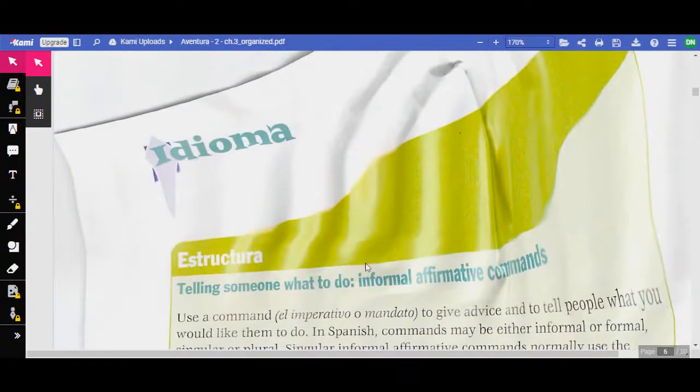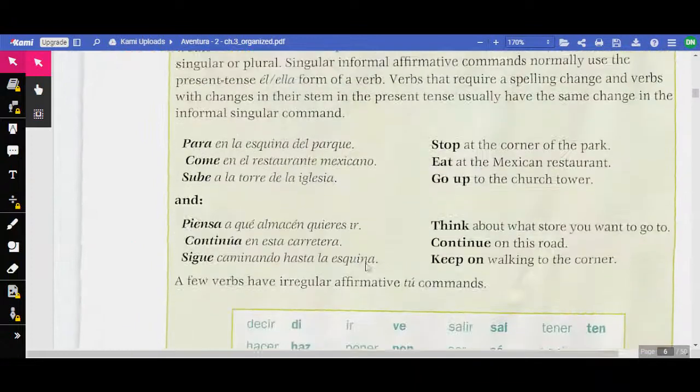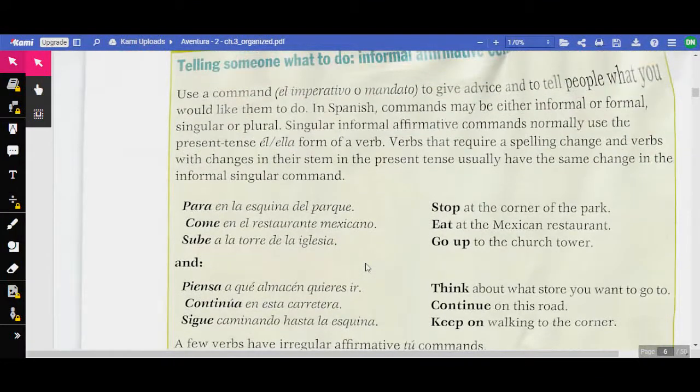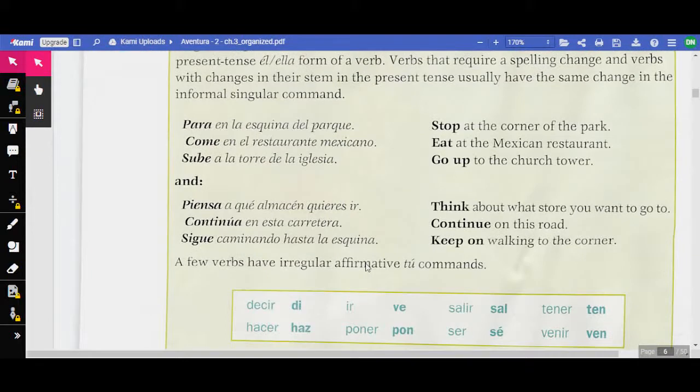So in page 102, we have some commands. So use a command in the imperative. Again, we will combine those with the vocabulary that we have already studied during this chapter, which are places. Also, carretera means road, and this should go with calle and avenida, which all of them talk about the same. Esquina, remember what esquina is, corner.